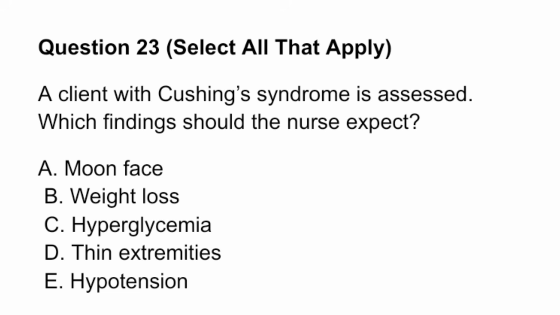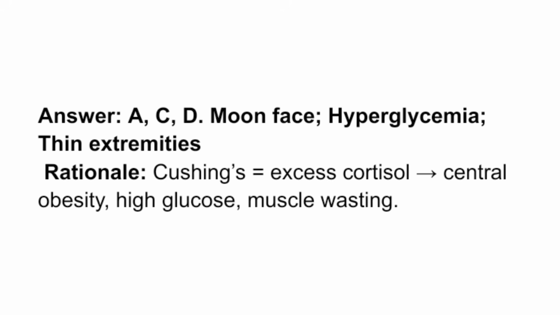Question 23. Select all that apply. A client with Cushing's syndrome is assessed. Which findings should the nurse expect? A. Moon face. B. Weight loss. C. Hyperglycemia. D. Thin extremities. E. Hypotension. Answer: A, C, D. Moon face, hyperglycemia, thin extremities. Rationale: Cushing's equals excess cortisol, leading to central obesity, high glucose, muscle wasting.